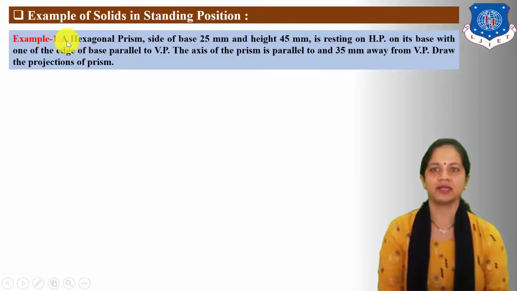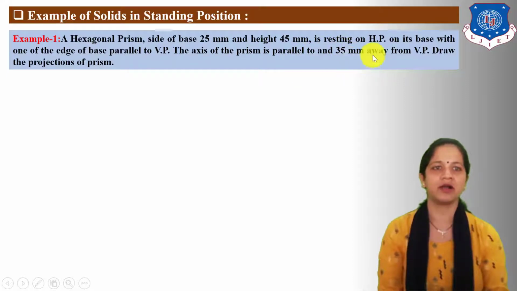Example 1. A hexagonal prism, side of base 25 mm and height 45 mm, is resting on HP on its base with one of the edges of the base parallel to VP. The axis of the prism is parallel to and 35 mm away from VP. Draw the projection of the prism.